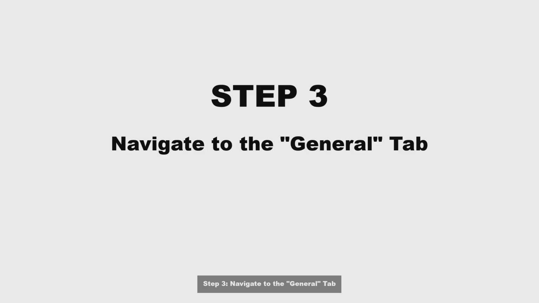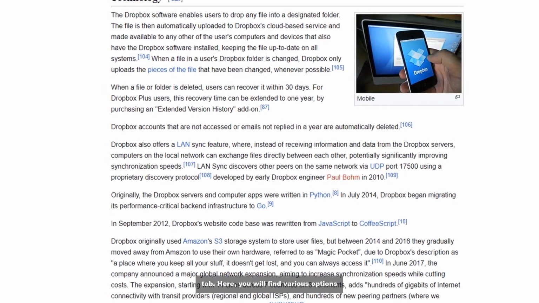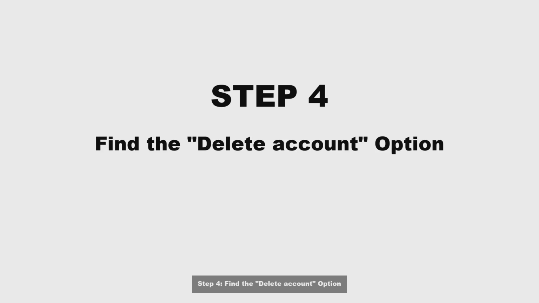Step 3. Navigate to the General tab. In the Settings menu, click on the General tab. Here, you will find various options related to your account.